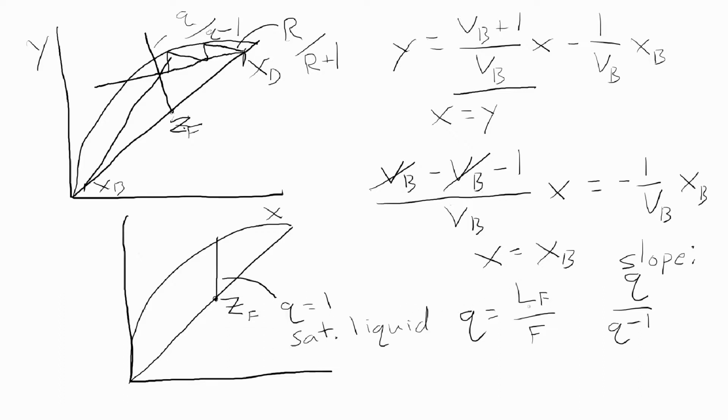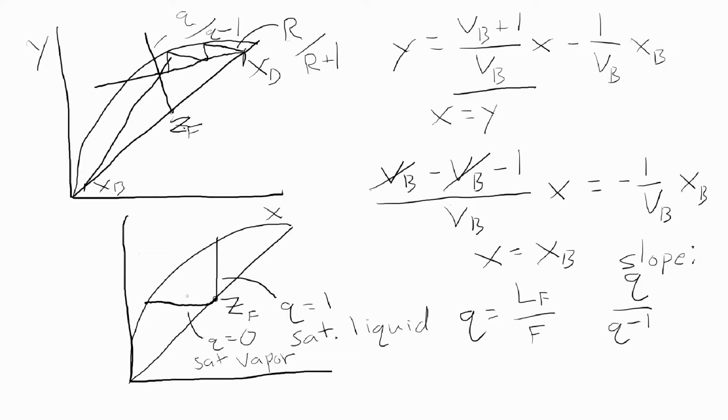If LF equals 0, in other words, if there's no liquid in the feed and we're feeding with a saturated vapor, then we're going to have a Q line slope of 0. So that's a horizontal line. So if we have a saturated vapor, we wind up with a horizontal Q line. And if we're somewhere in the middle, we get a slope between 0 and infinity, right, for values of Q going from 0 to 1.